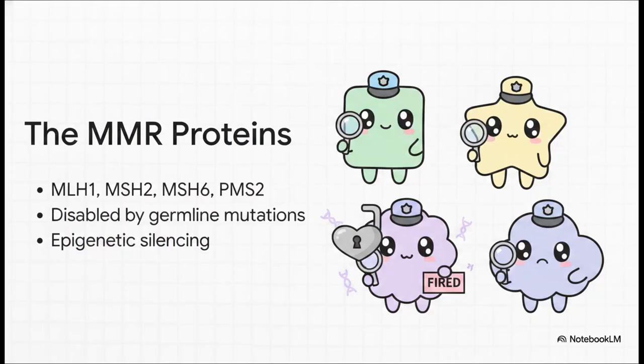So, who exactly is doing all this proofreading? Well, think of these 4 specific proteins, MLH1, MSH2, MSH6, and PMS2, as your cellular proofreaders. They constantly patrol the DNA looking for those insertion or deletion loops. But the problem is, they can be disabled. Whether it's through inherited germline mutations, acquired somatic mutations, or epigenetic silencing, like MLH1 promoter hypermethylation, these proteins essentially get fired. And naturally, when they get fired, the typos stop getting fixed.